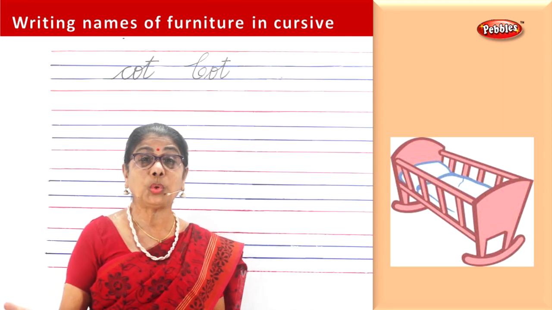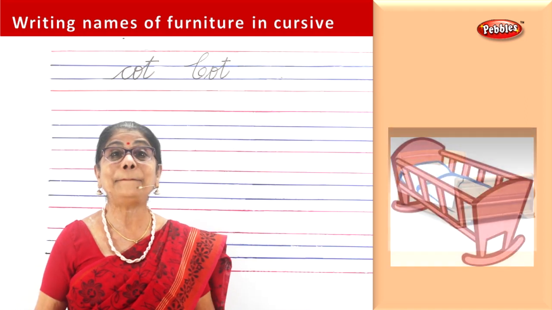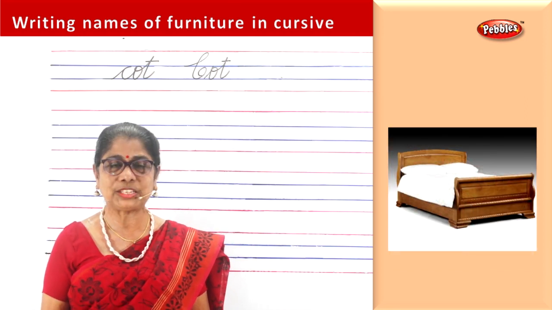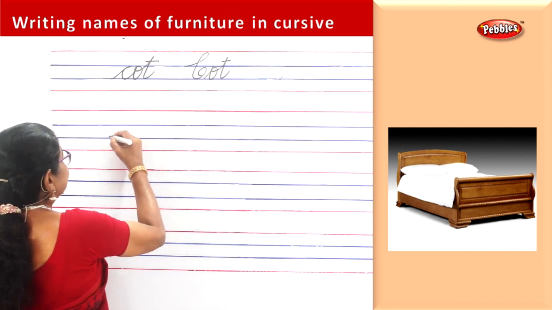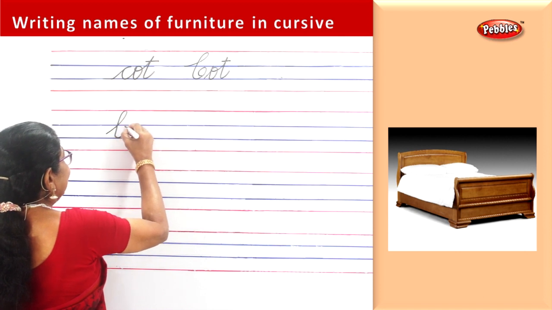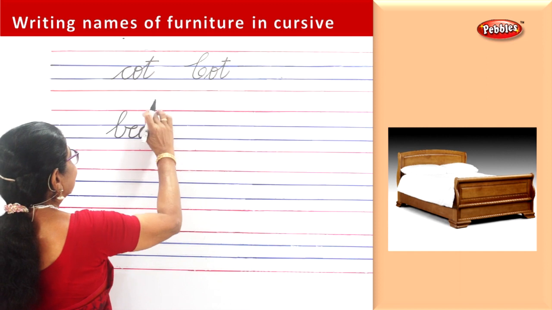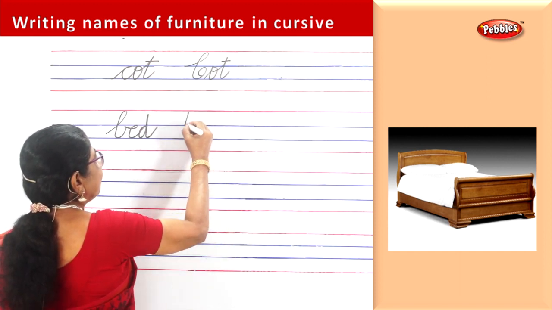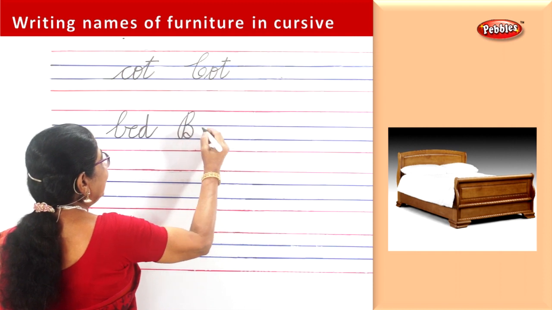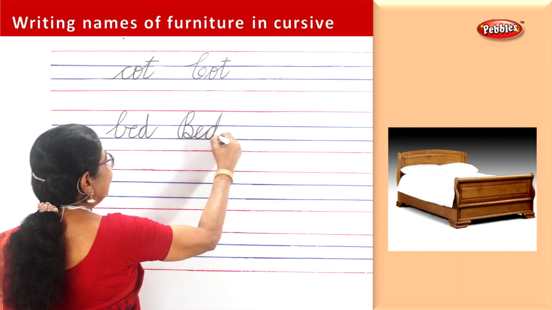Next, you sleep in your cot, whereas your dad and mom sleep on a big bed. Yes. Spell bed. B-E-D, bed. Yes. B E D, bed. Let's write the B capital. B E D, bed.